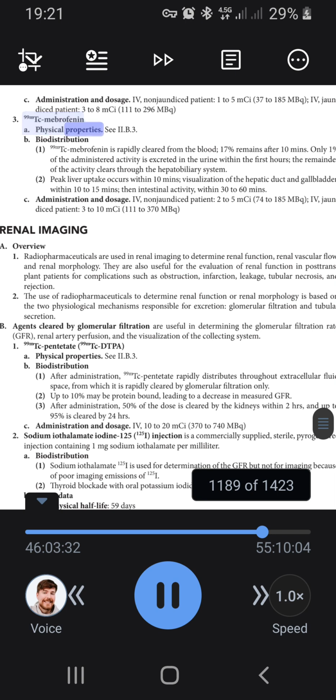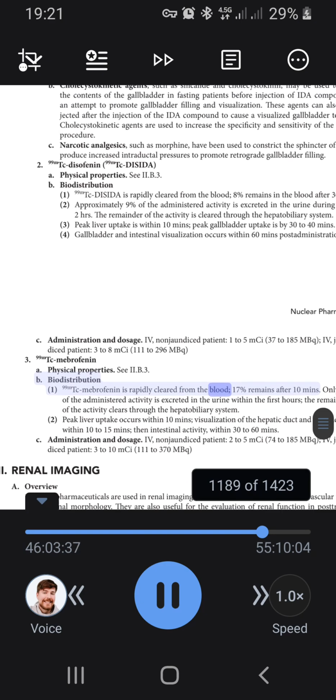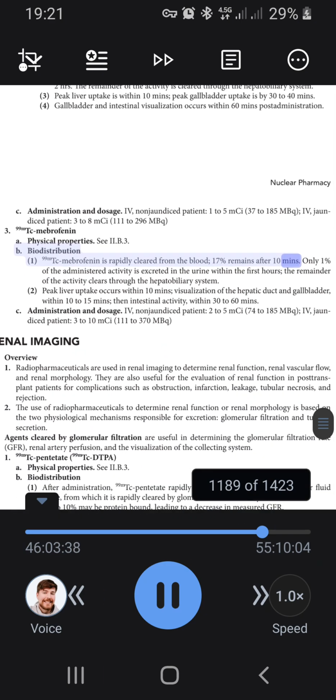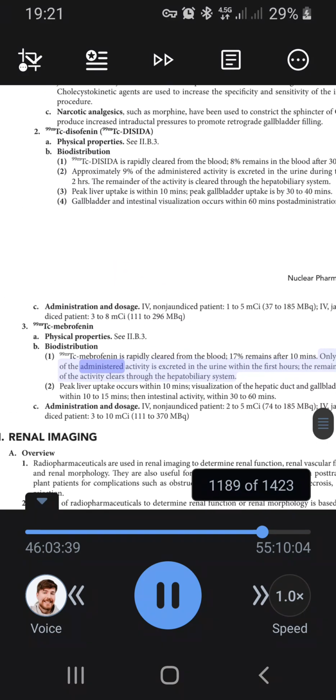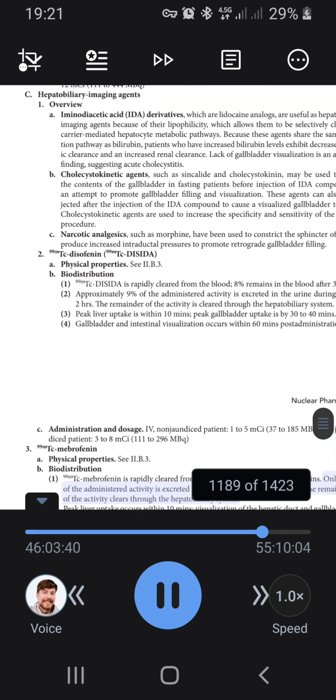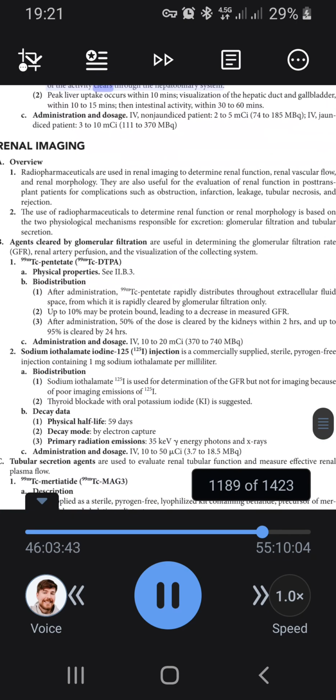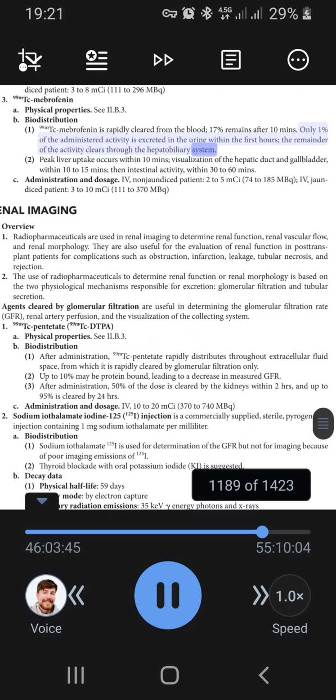3. 99mTc mebrofenin. A. Physical properties. B. Biodistribution. 1. 99mTc mebrofenin is rapidly cleared from the blood. 17% remains after 10 mins. Only 1% of the administered activity is excreted in the urine within the first hours. The remainder of the activity clears through the hepatobiliary system.